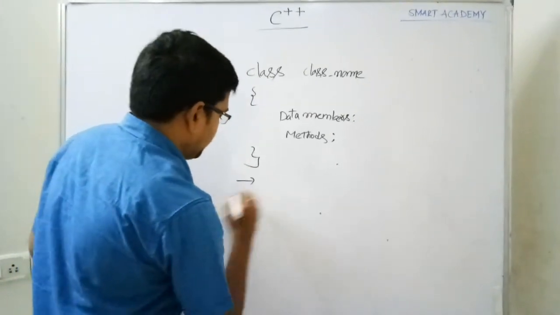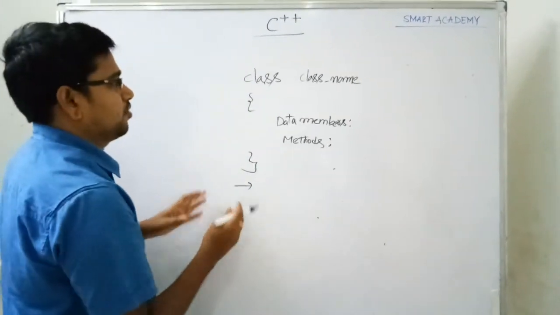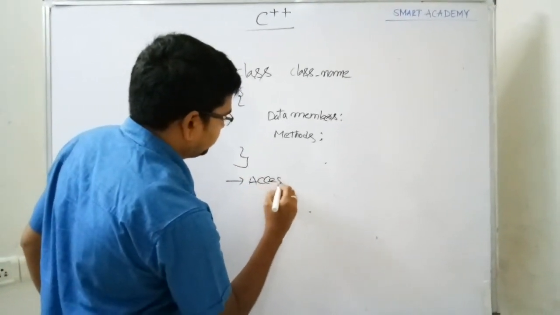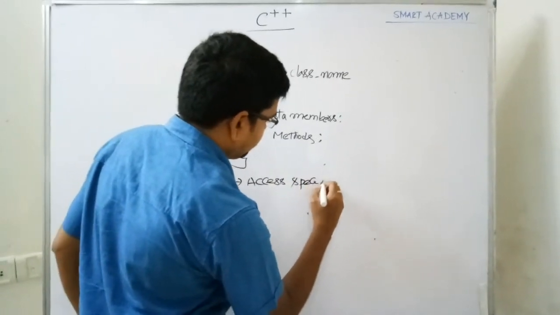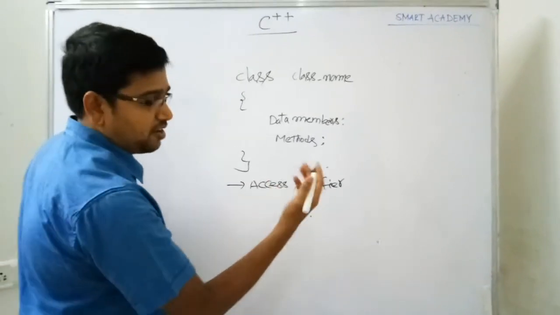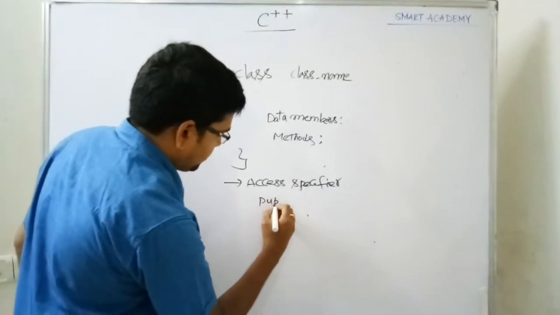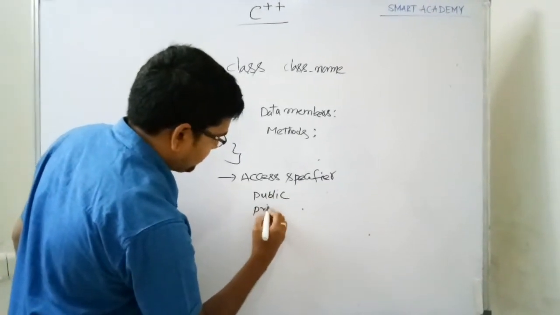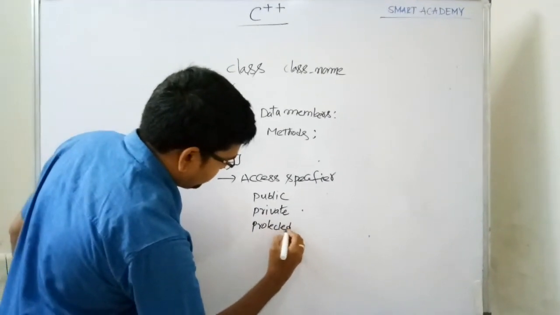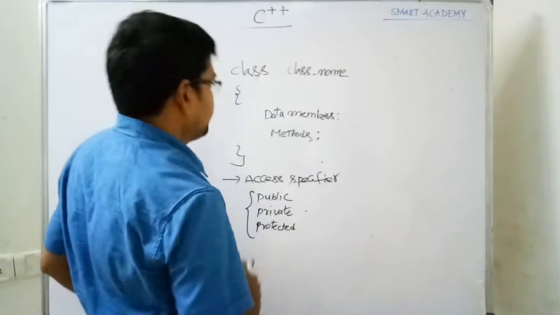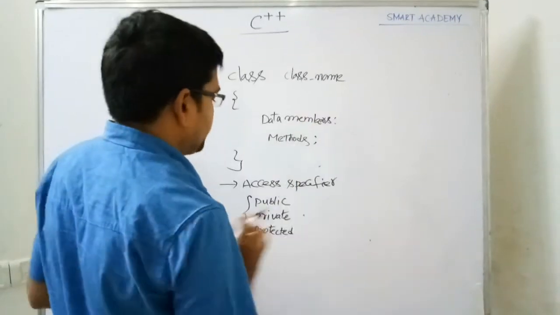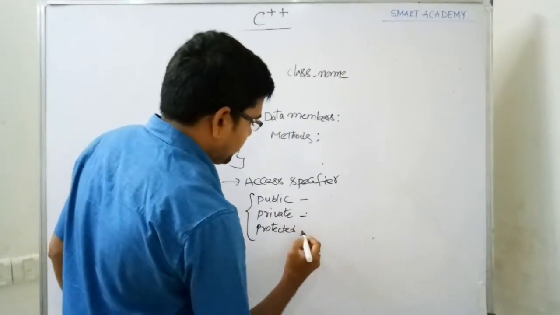Okay, so another thing that we need to discuss in C++ is access specifiers. Access specifiers are basically of three types: public, private and protected. So these three are very important in class, and also these three are the building blocks for C++. So the public, private and protected.